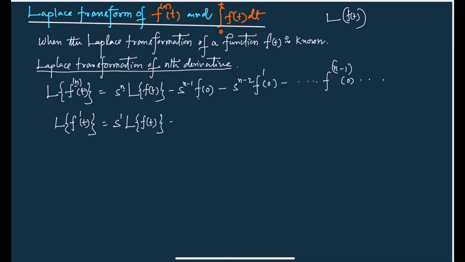Minus s to the power n minus 1, but here n is 1, so s to the power 1 minus 1, that is 0, then f of what?